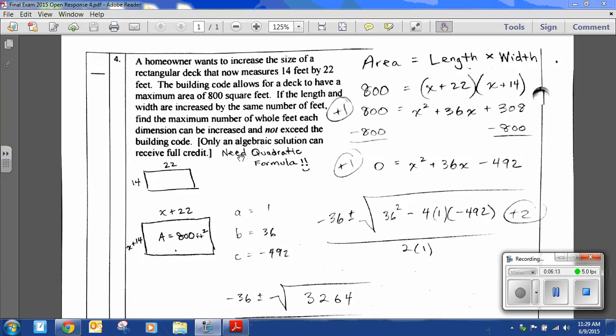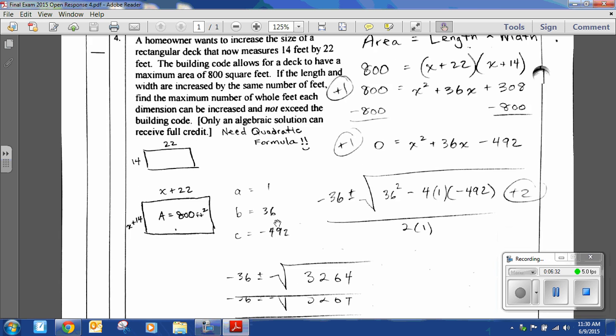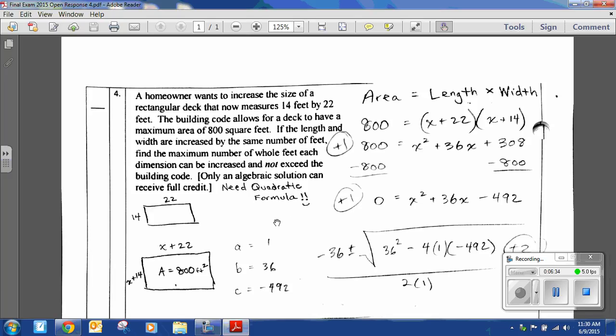Now, why do they say this? Because some people can guess, and they'll guess, okay, 8 plus 14, 8 plus 22, multiply those together. How close to 800 can I get without going over 800? And they guess and guess, and some people guess 10, and that's the right answer. But we need to have an algebraic solution such as this.